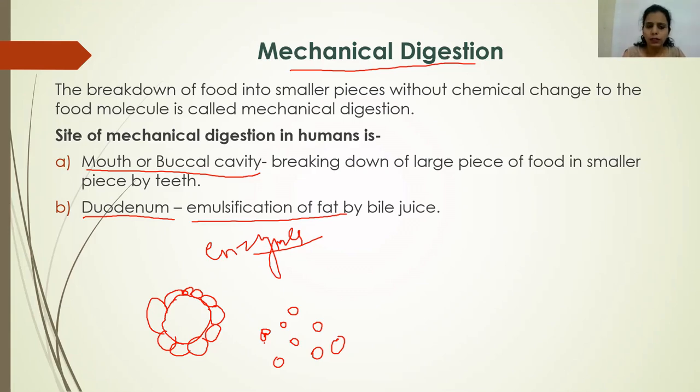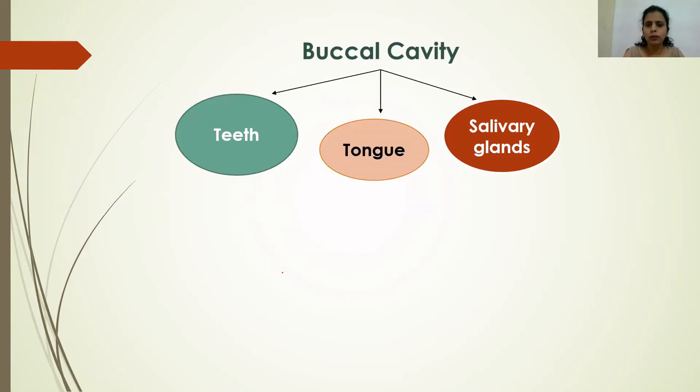Now I've told you that the first site of mechanical digestion is the mouth or buccal cavity. So first we'll understand the different things present inside the buccal cavity. The buccal cavity is the cavity or empty space inside our mouth, and it has teeth, tongue and salivary glands. So first in this video we'll discuss teeth.